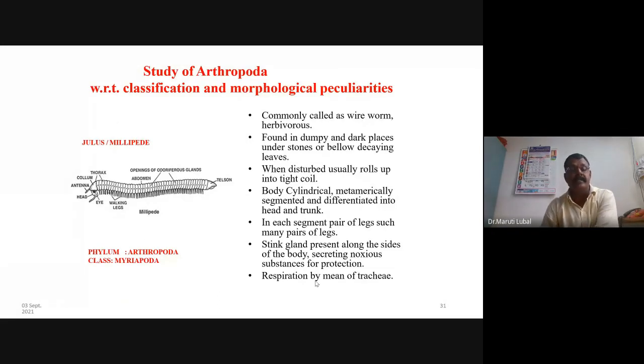Next animal is Julus, also called millipede, commonly called wireworm. It is herbivorous. This Julus or millipede is found in damp and dark places under stones or below decaying leaves. When we disturb the millipede, it usually rolls up into tight coils.